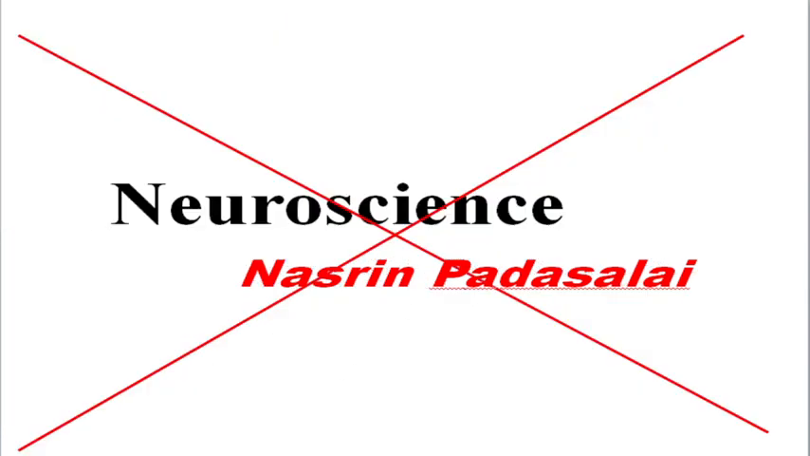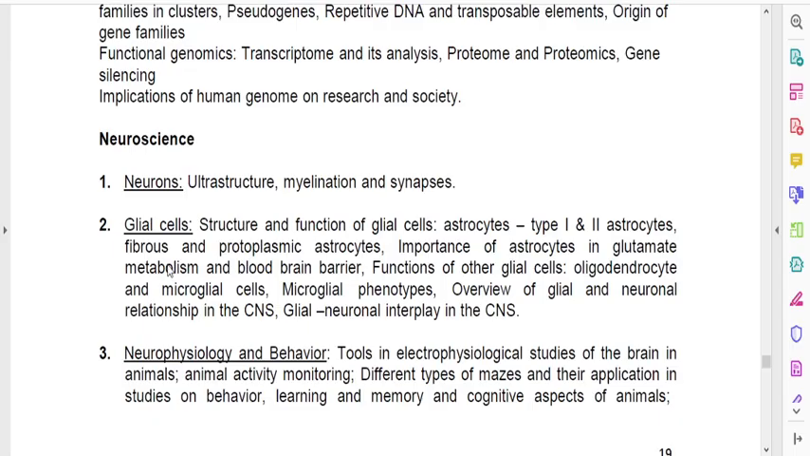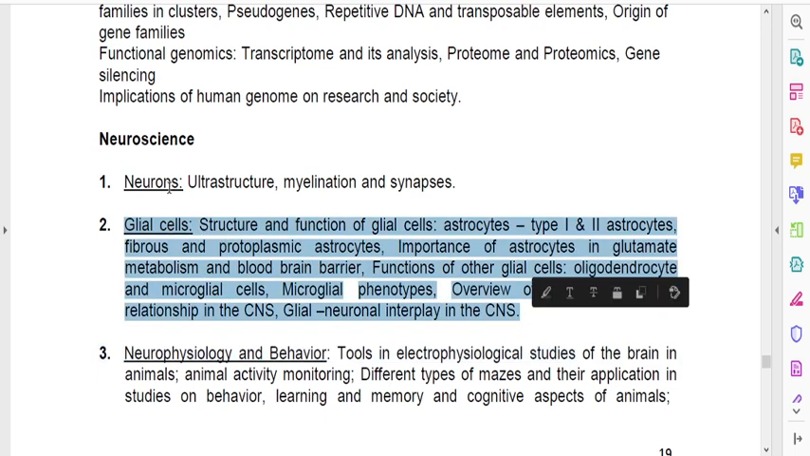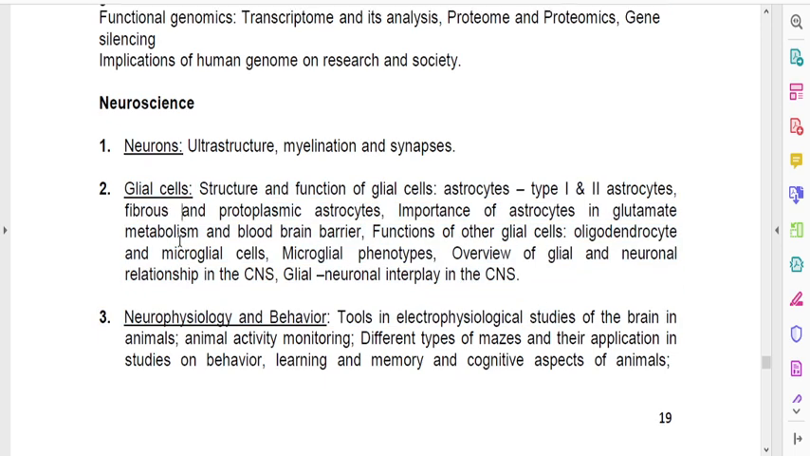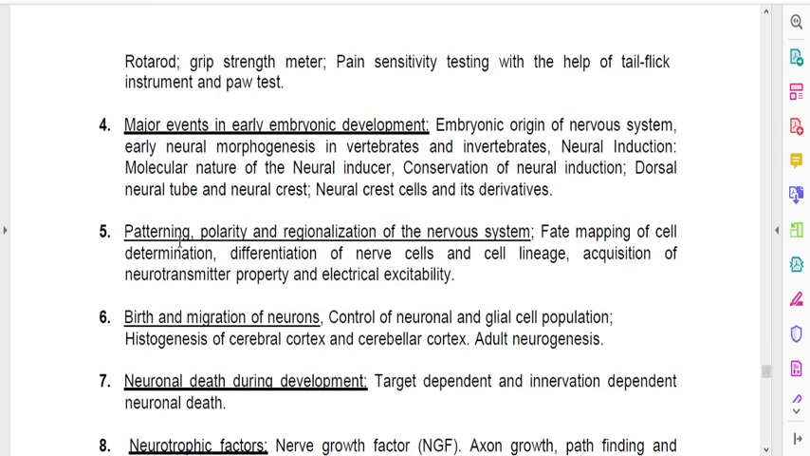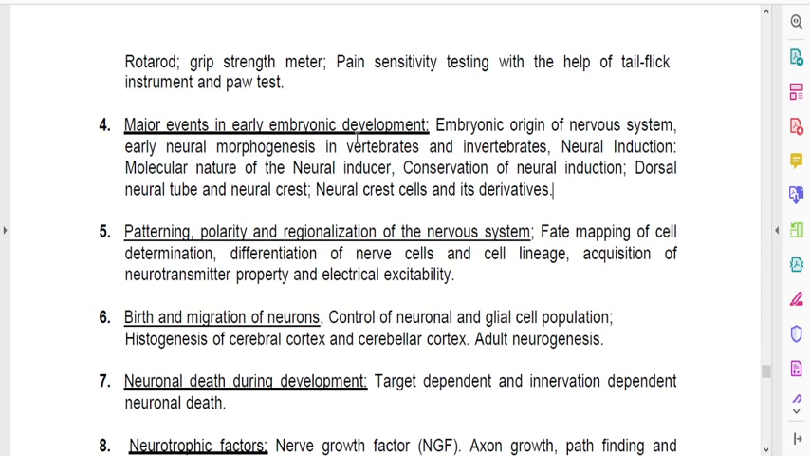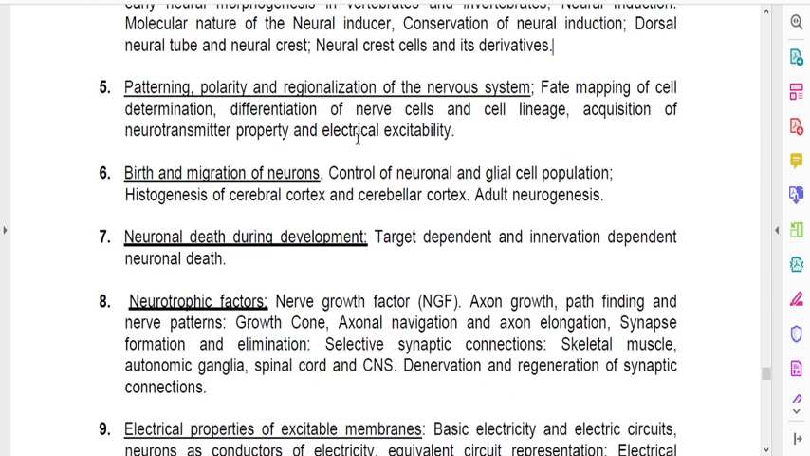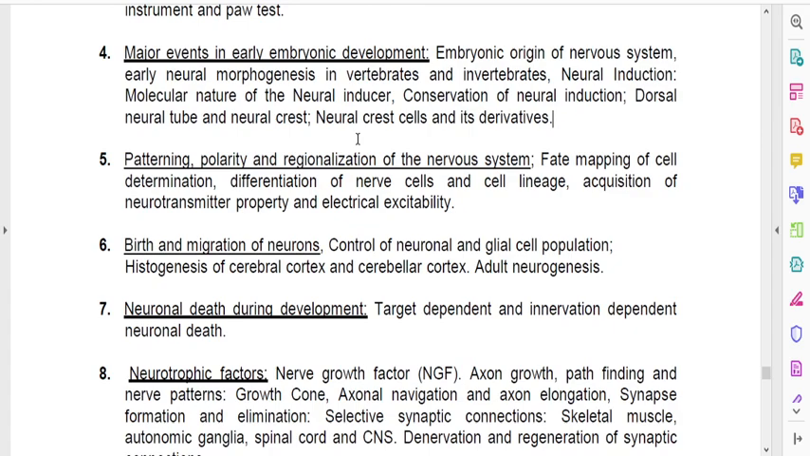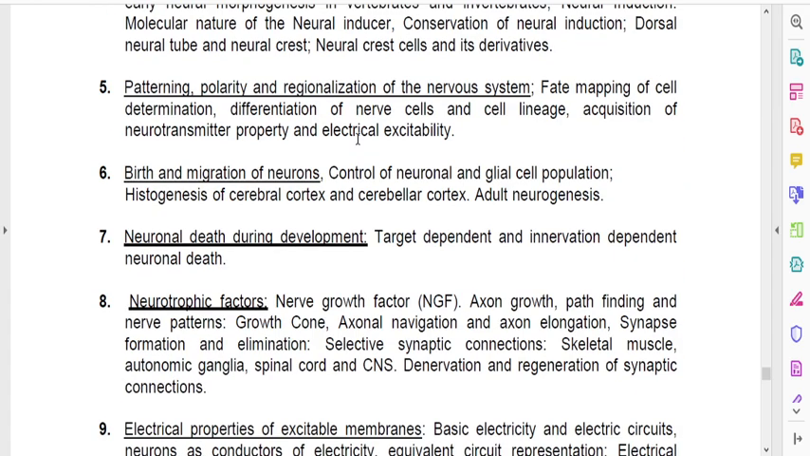Next, neuroscience, friends. My personal suggestion with respect to neuroscience is that you can leave this unit as a whole, or else you can study the function of glial cells, because many times questions have been asked from glial cells. Apart from glial cells, if you like developmental biology, you can concentrate on studying the major events in early embryonic development and complete that topic.